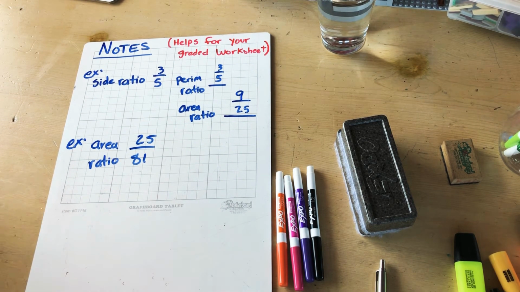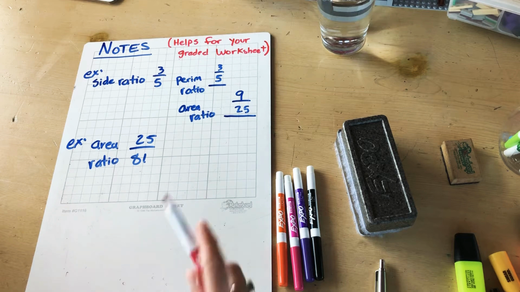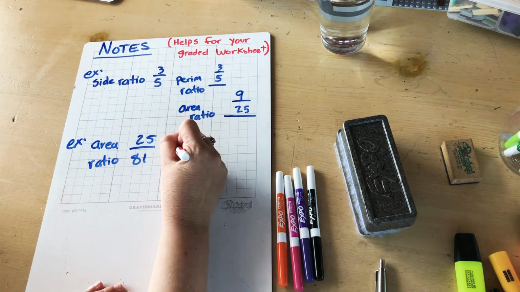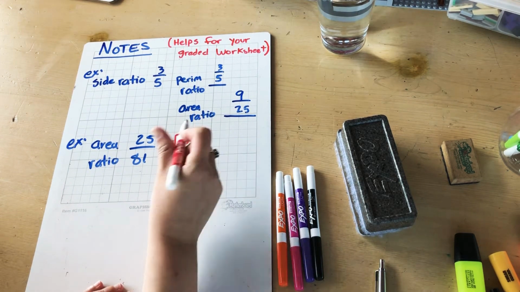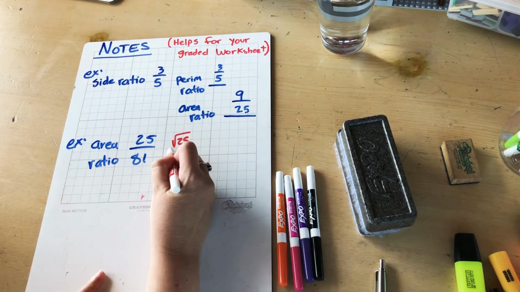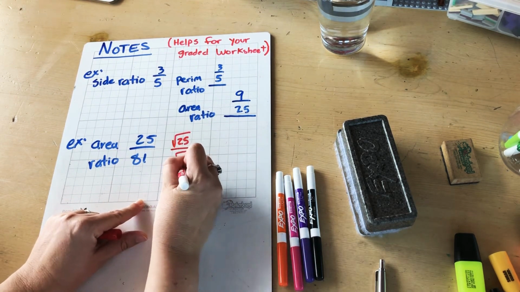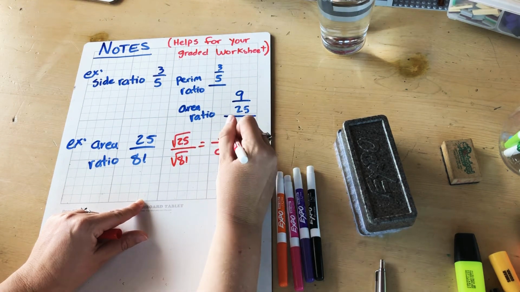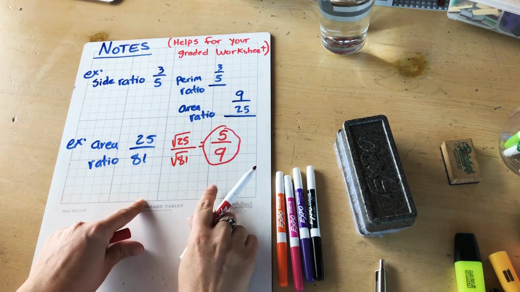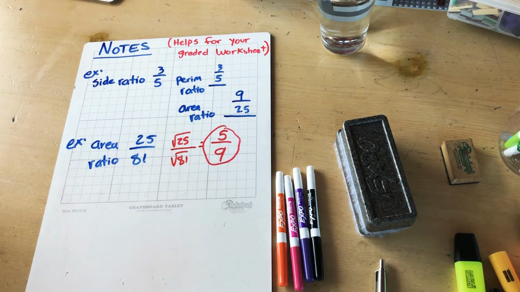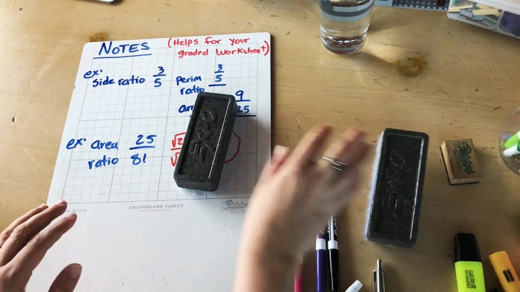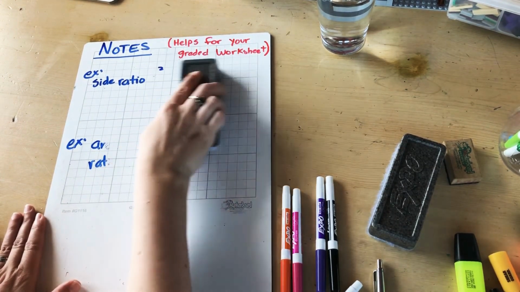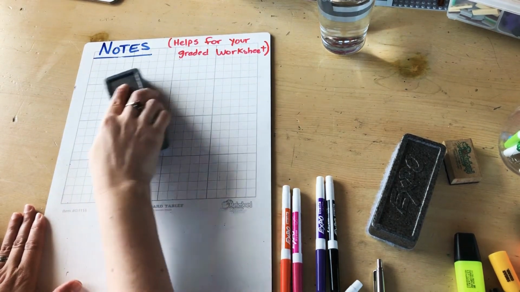What you're going to do to get the side ratio, the linear scale factor, is kind of go backwards. So what I mean by that is something squared made that 25, and then something squared made 81. In this case, it would be 5/9. Okay, so that's an example of how you're going to be doing number 2. You can watch this again and again if you need to. I'm going to erase, and we're going to start doing some of the others.